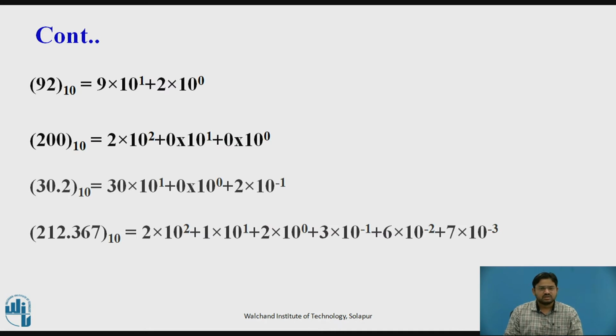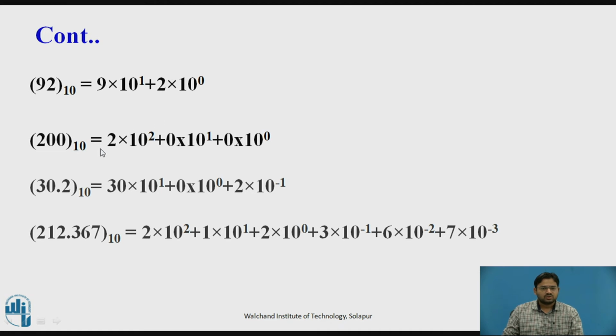So let us discuss some examples. 92 in decimal can be written as: 9 has a place value of 10 raised to 1, so it has a place value of 10. So 9 multiplied by 10 plus 2, which has a place value of 1, that means 10 raised to 0. So 2 multiplied by 10 raised to 0. When you add these two terms, you will get the decimal number 92.